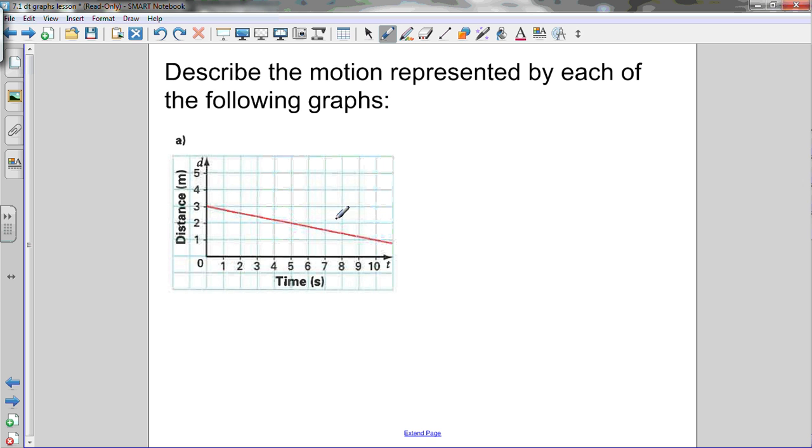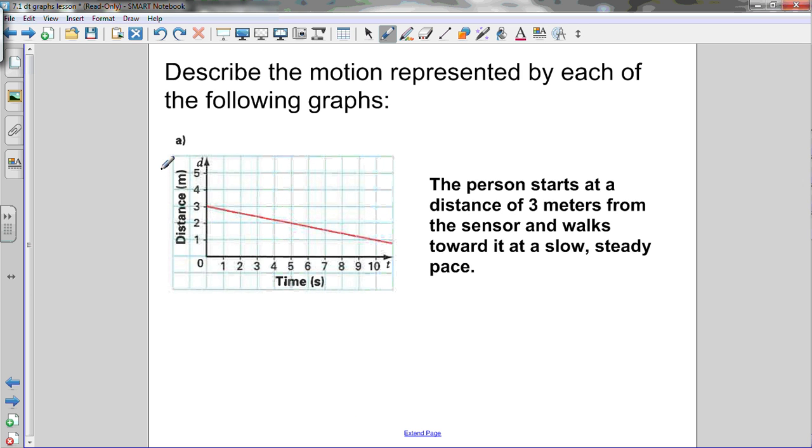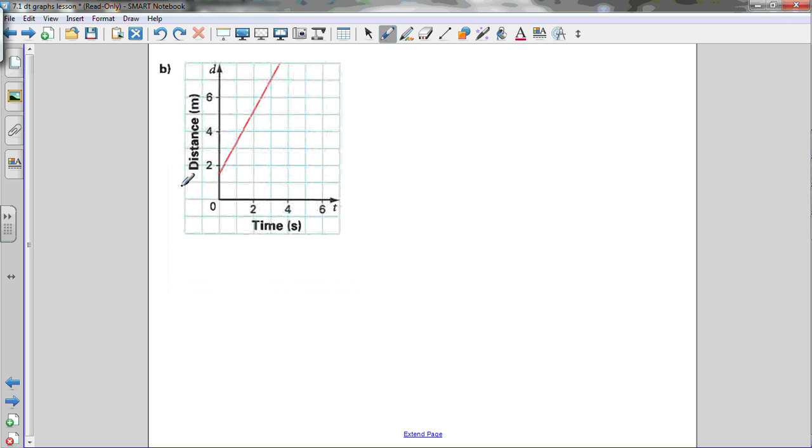And the line is falling down to the right, so I know they're moving towards the sensor because the distance is decreasing. The distance is decreasing as time is increasing, so they're moving towards the sensor. And the line is not very steep, so they're moving at a pretty slow pace. So what I would say, the person starts at a distance of 3 meters from the sensor, so they start at 3 meters away, right here, and they walk toward it at a slow, steady pace. They're walking towards the sensor, because near the end, they're less than 1 meter away. Okay, so they're clearly walking towards the sensor at a steady pace. Okay, and it's pretty slow because the line is not very steep.